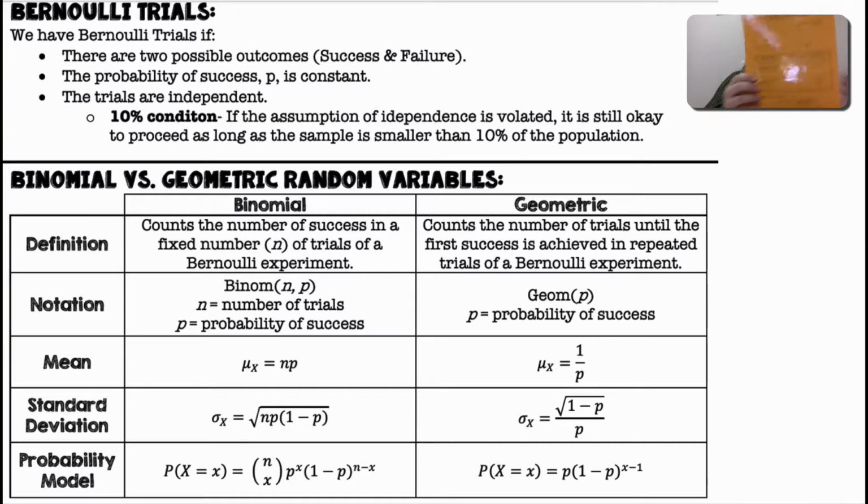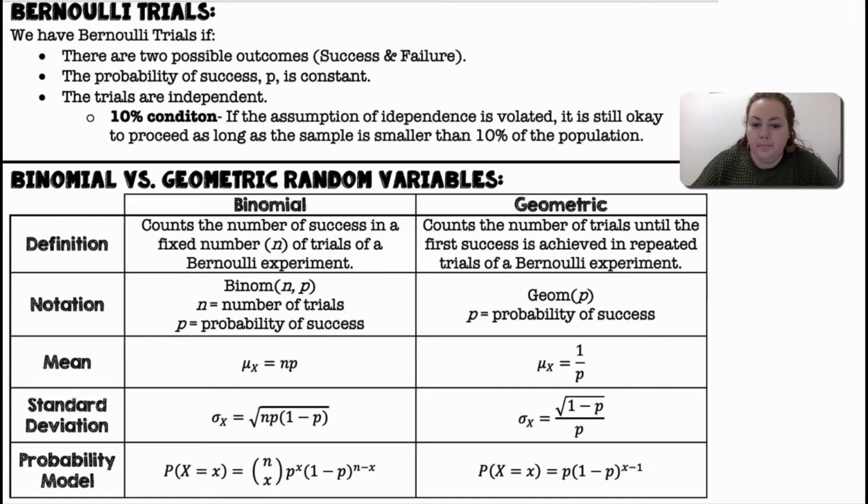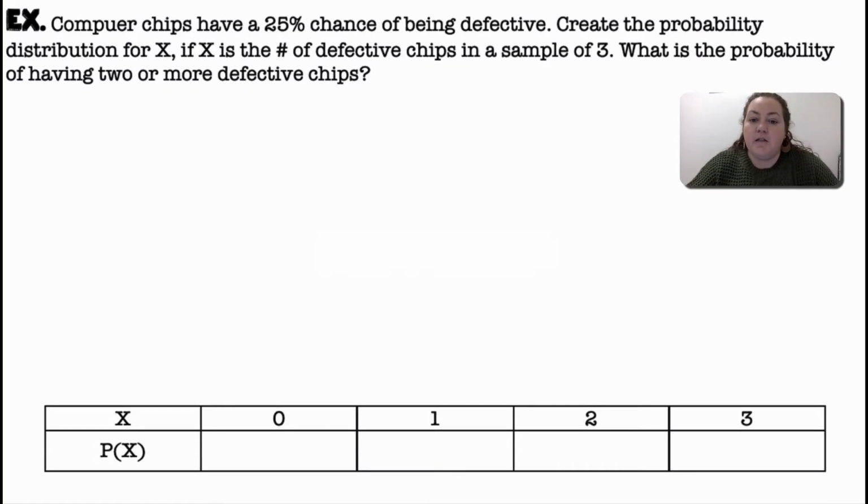On the front of your reference sheet, there's a section that says probability distributions, and then it has binomial and geometric, and it has the mean, standard deviation, and the other formula to calculate a probability. For geometric, it counts the number of trials until the first success is achieved in repeated trials of Bernoulli experiments. The notation is geom and then just the probability, where P is the probability of success, or capital G and then the probability. The mean is 1 over P. The standard deviation is the square root of 1 minus P, divided by P. And to find the probability, it's the probability of success times the probability of failure raised to the x minus 1 power.